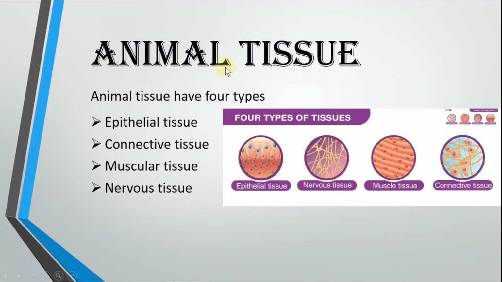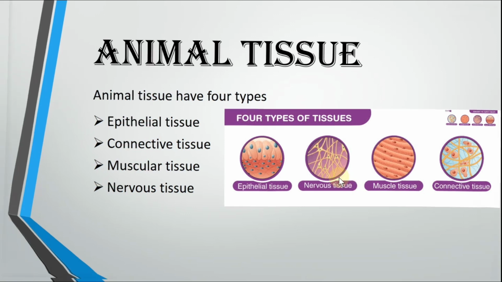Today's topic is Animal tissues. Animal tissues have four types: epithelial tissue, connective tissue, muscular tissue, and nervous tissue. As you can see in the diagram, this represents epithelial, nervous, muscular, and connective tissues.